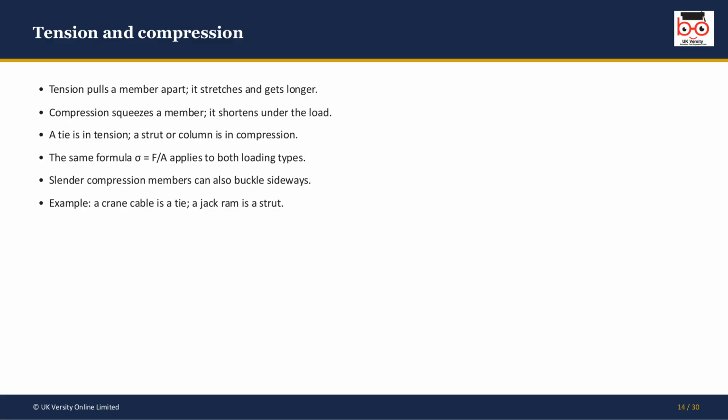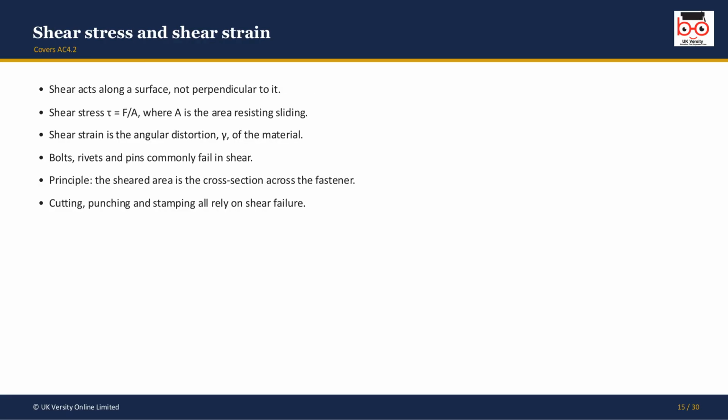Let's distinguish tension from compression. Tension pulls a member apart, so it stretches and gets longer. Compression squeezes it, so it shortens under the load. A tie is a member in tension, while a strut or a column is in compression. The very same formula, stress equals force over area, applies to both. There's one extra thing to watch though. A long, slender member in compression can also buckle sideways. As a picture, think of a crane cable, which is a tie, versus the ram of a jack, which is a strut.